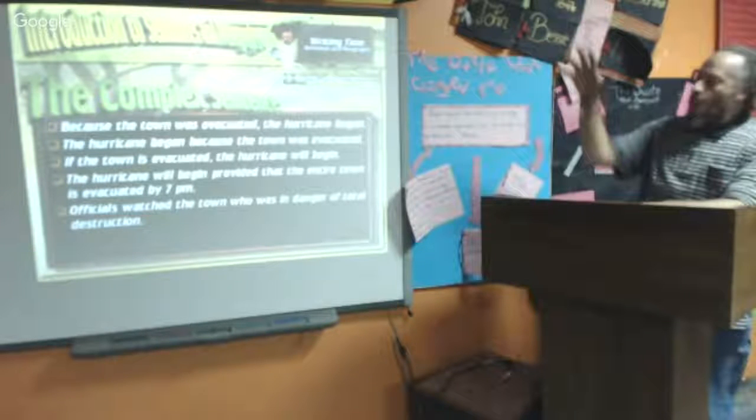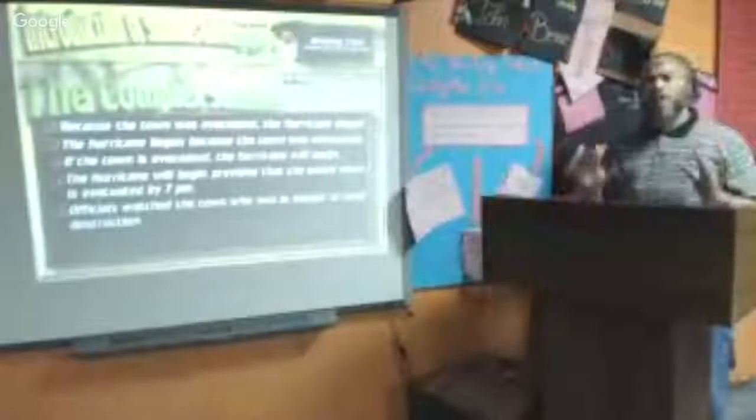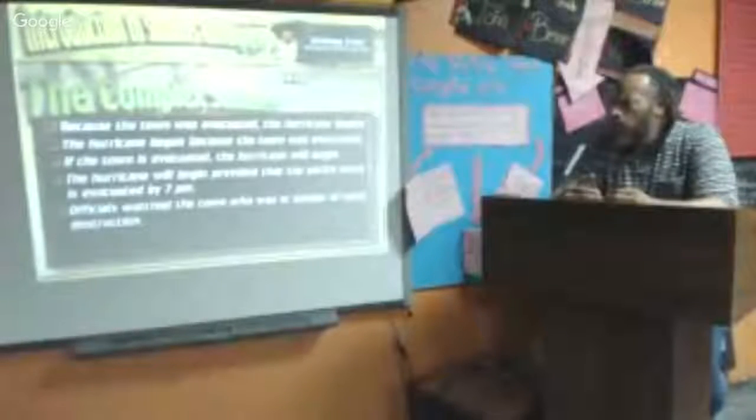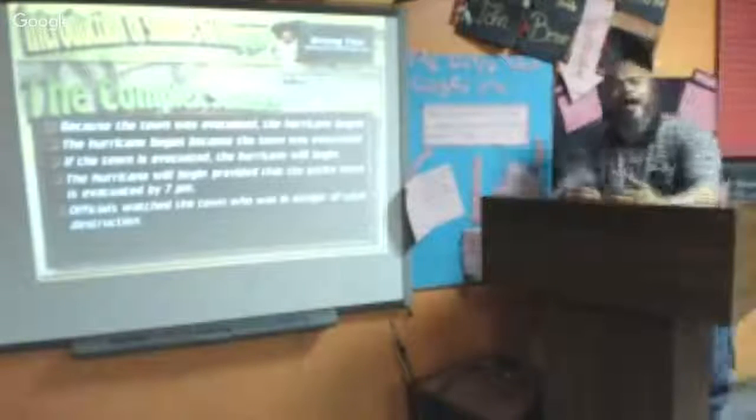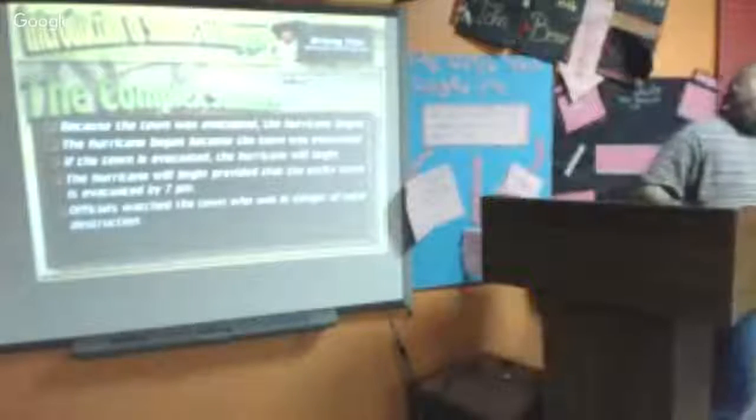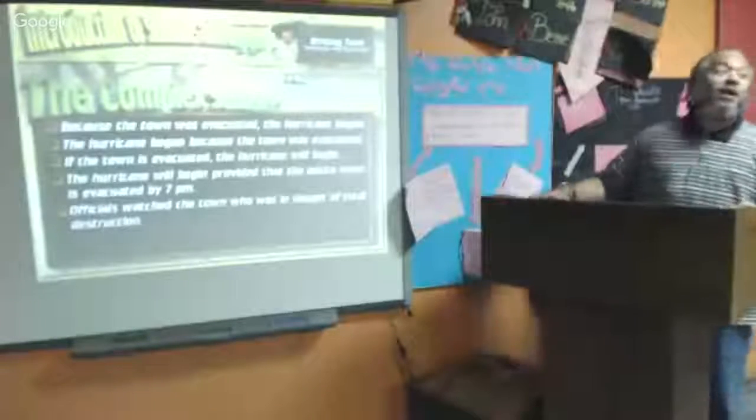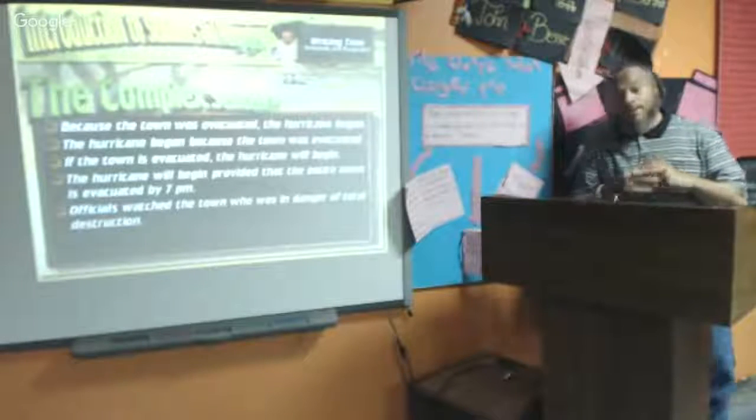Officials watch the town. Okay, so now we established this is a complex sentence. Independent clause is officials watch the town. Dependent clause begins with the who, and so forth. However, this sentence is wrong. This sentence is not correct. This is important to be able to identify, because you could be tested like this on the SAT. So I need you to be able to tell me why this sentence is not correct.